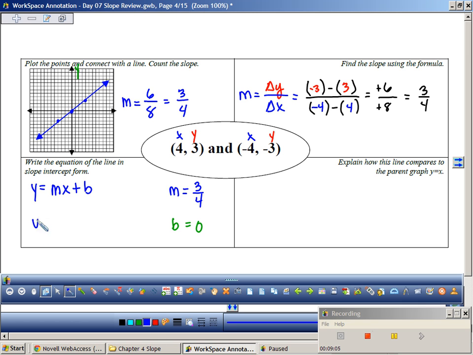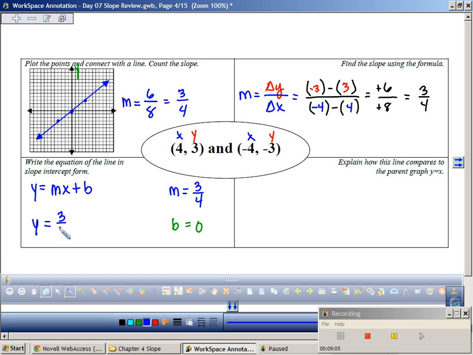All right, so let's substitute. Y equals, what goes here? Eduardo, what goes here for M? Oh, that's 3/4 x. Do I need B? No. I don't need B because it's just 0. Do I normally write plus 0? Don't need it, right? I would not mark you down if you put plus 0.